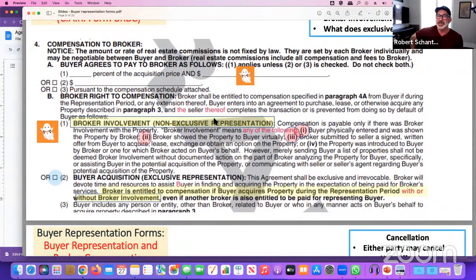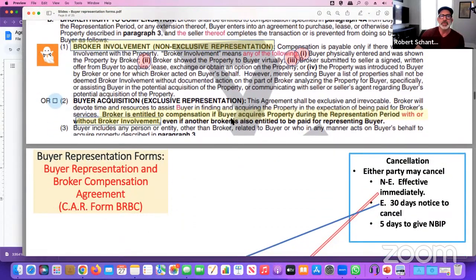Or if you wanted to go to exclusive, you could check 4B2. And that would make it exclusive during the representation, even without broker involvement. Meaning, let's say you check that box and you have a three-week commitment. On the third week, they did something with another agent and opened up escrow with another property, and you weren't the one that wrote the offer, then they would be responsible for paying you after the representation period and within the safety zone period.